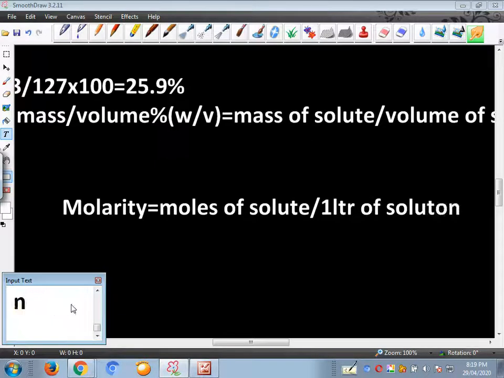1 liter of solution. So moles of solute is the amount of solute, so you have to calculate it by 1 liter of solution. So we can solve an example regarding the molarity.